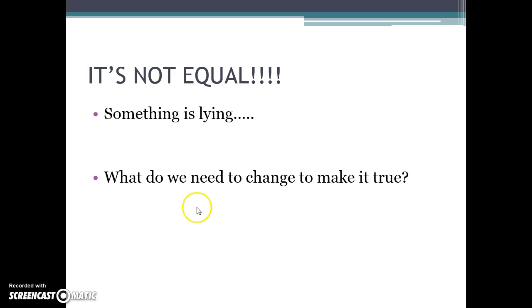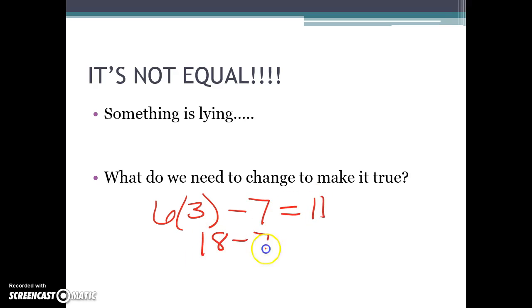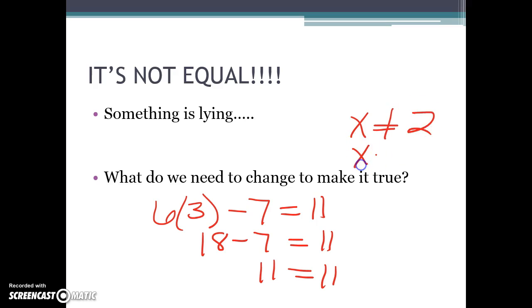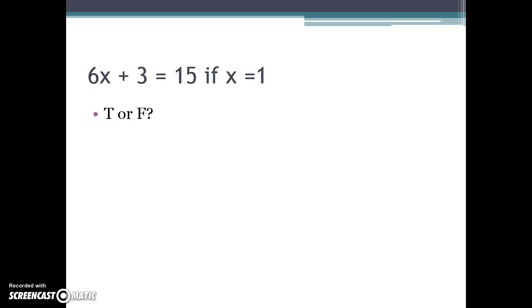It's not equal. Something is lying. What would we need to change to make that true? What if x is really equal to 3? In this case, 18 minus 7, 11 equals 11. X, in this case, is equal to 3.